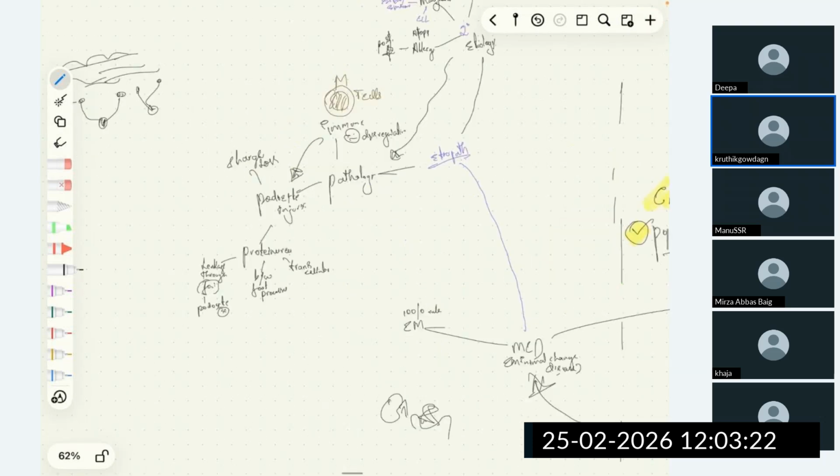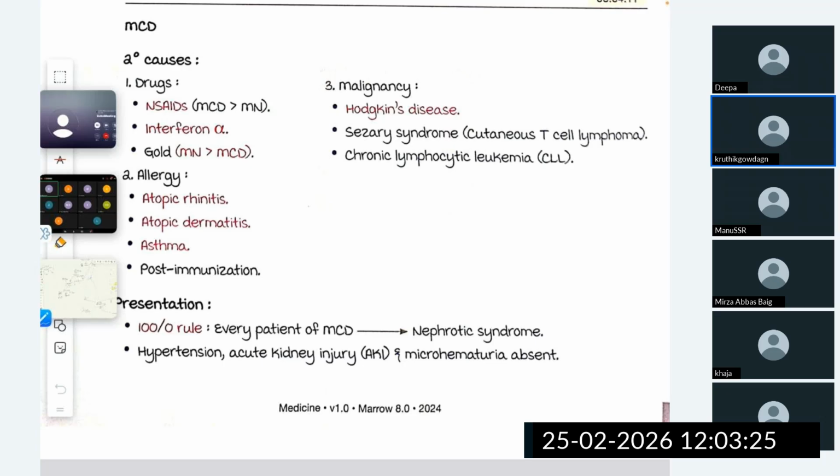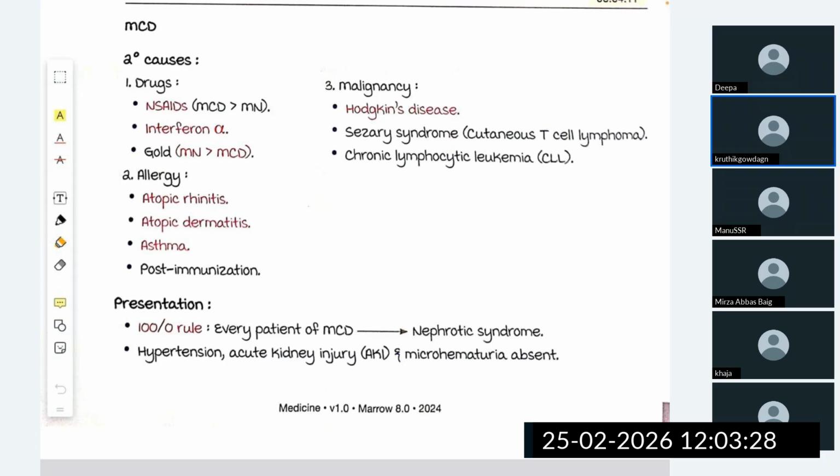So, due to nephrotic syndrome, we will see the manifestations of nephrotic syndrome. Hypertension, acute kidney injury, and microscopic hematuria are absent in these patients. Why are these absent? Nephrotic syndrome will rarely lead on to AKI due to loss of effective intravascular volume. It is a rare complication, not commonly seen. But in minimal change disease, nephrotic syndrome is not associated with AKI. If you see hypertension, AKI, and microhematuria, you can be pretty sure that it is not minimal change disease.